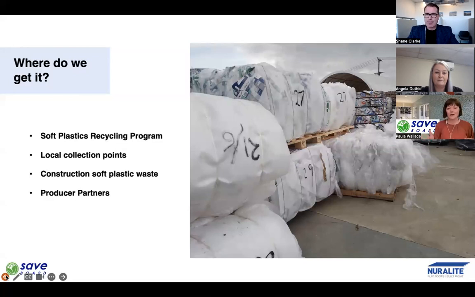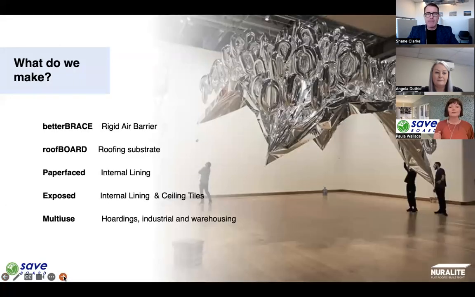Once we get that plastic and all of that waste, what do we make out of it? Our products are Better Brace, the rigid air barrier, which we'll touch on a little bit more today. The roof board, a roofing substrate, which we have a link there with Nuralite and the potential for roof board to be used in their warm roof systems as well. And then our internal lining is paper-faced and exposed board, and also multi-use, which is used for hoardings and in large industrial and warehousing projects.